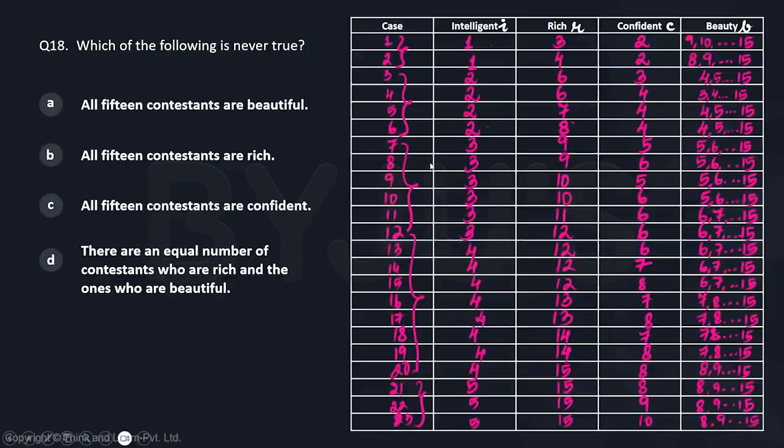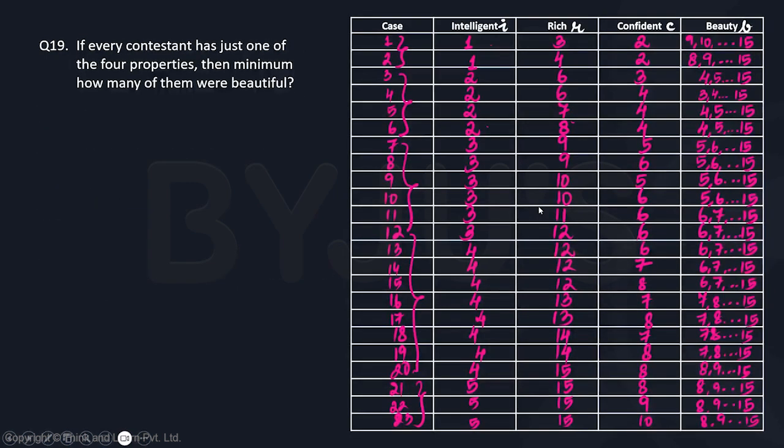Option A. Which of the following is never true? All 15 contestants are beautiful. We can have all 15 contestants beautiful. This can be true. All 15 contestants are rich. We can have all 15 contestants rich. This can be true. All 15 contestants are confident. We can never have all 15 of them confident. The maximum number of confident contestants we have is 10. So C is definitely going to be false. It can never be true. So the answer is going to be option C.